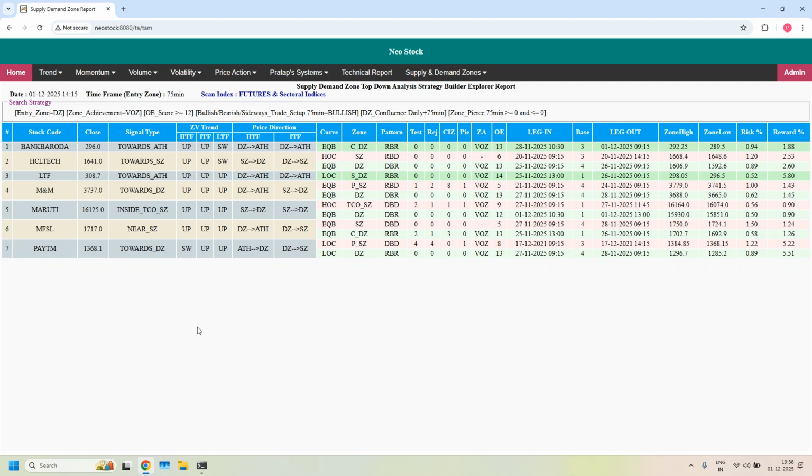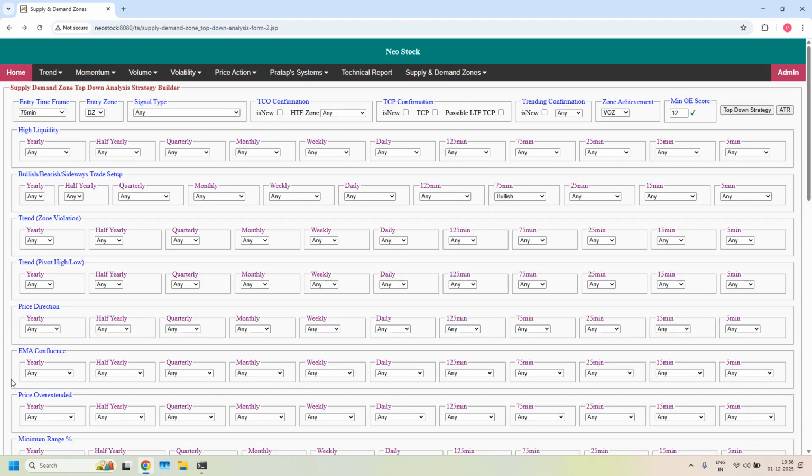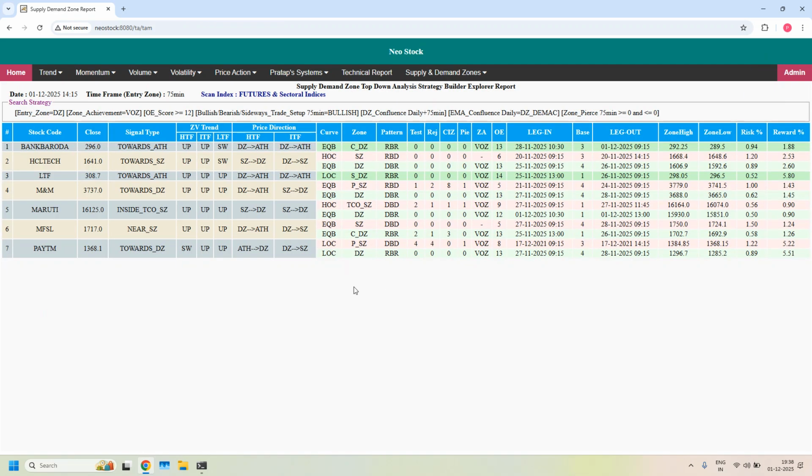Again, I am applying the second filter on this report. That is, 75 minutes demand zone overlapped with daily, so I am checking whether the daily demand zone has daily EMA confluence or not, because daily trend is uptrend in all the stocks. So all the 7 stocks are filtered. That means all these 75 minutes demand zones might have more high probability to get success, provided lesson 20 checklist items are satisfied. Otherwise, higher chances of zone violation.